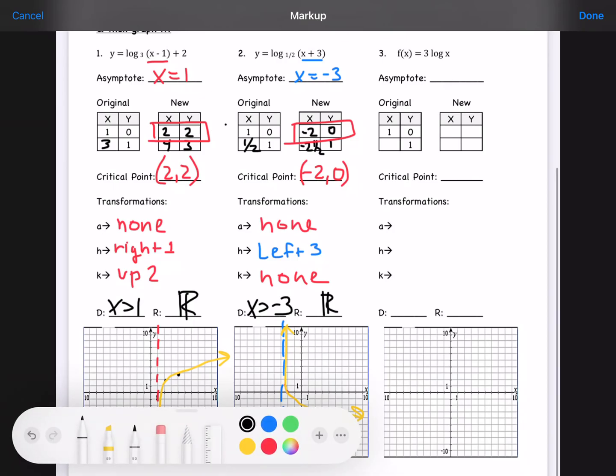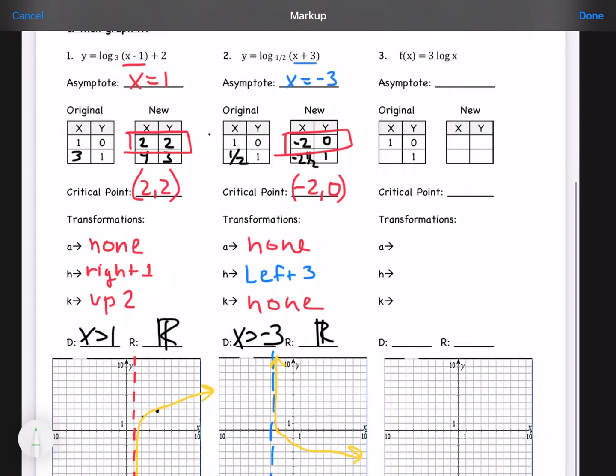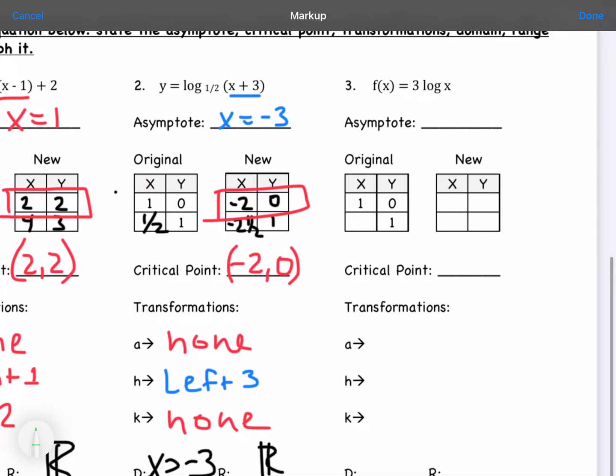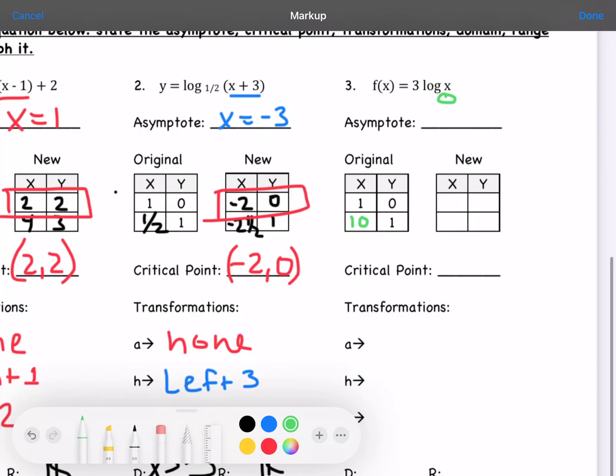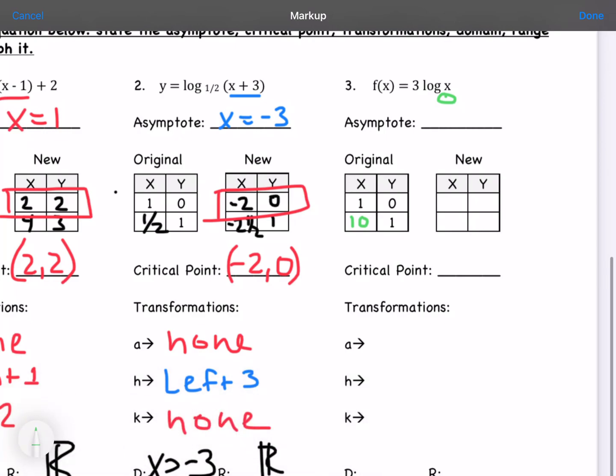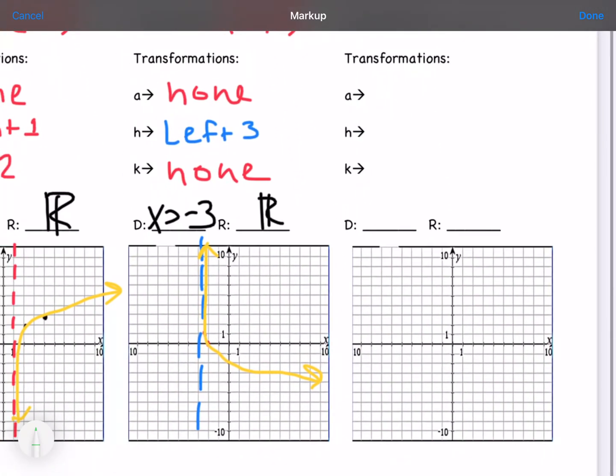All right, the last one. So this says f of x equals 3 log of x. So you need to remember when we have nothing listed here, that means it is 10. So I'm going to put that in there so we don't forget. Log base 10 of x is kind of the go-to because we deal with a base 10 number system, generally speaking. All right, so our asymptote, there's no h value, so it doesn't move. X equals 0. And I'm going to just plot that right along the y-axis.